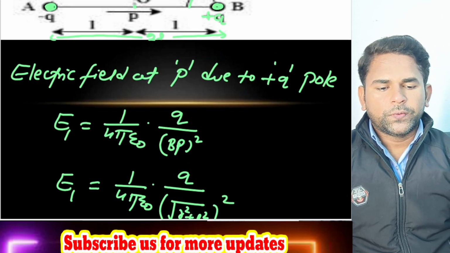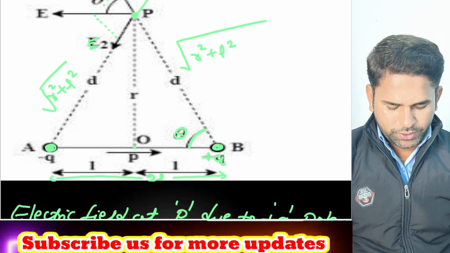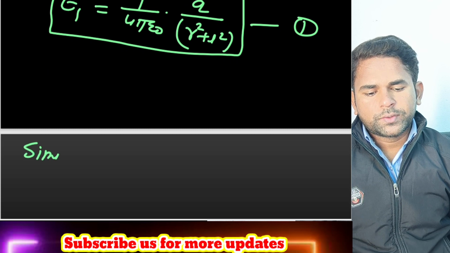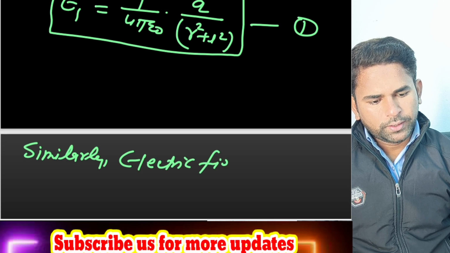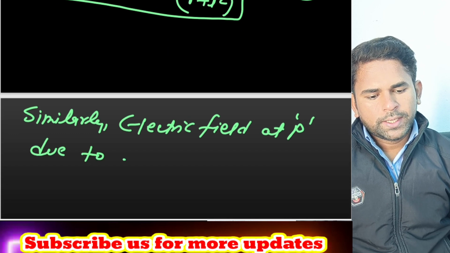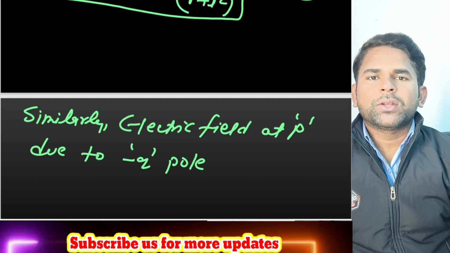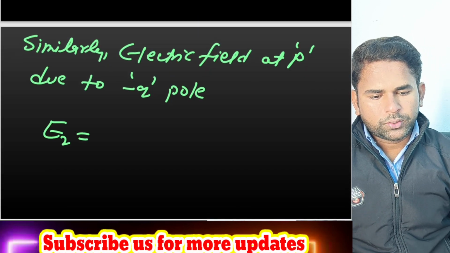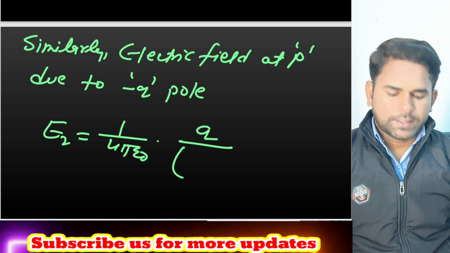Similarly, the electric field at P point due to this negative Q charge pole. Similarly, electric field at P due to negative Q pole. Negative Q pole means that pole having negative Q charge. So we are writing like that. Okay, no issues. So we can write E2 is equal to 1 upon 4 pi epsilon naught into Q upon the distance squared, same as the previous problem.